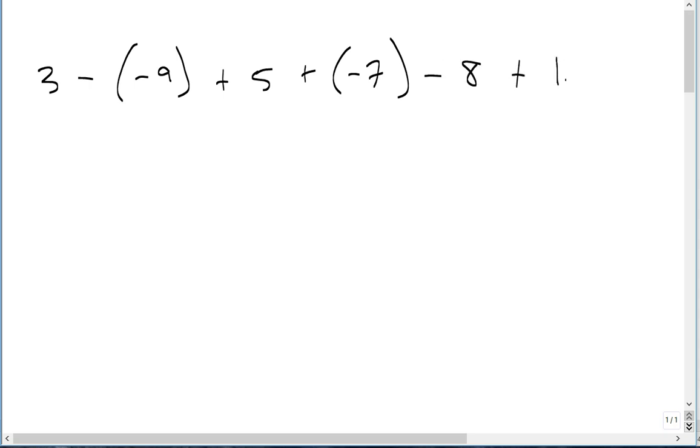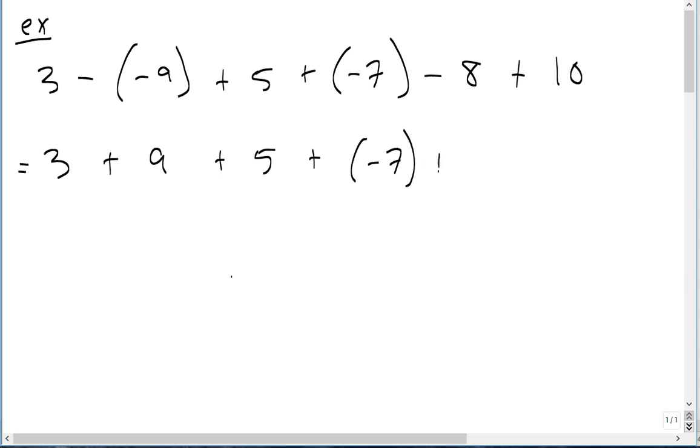The beautiful thing about this is that we can do something like 3 minus negative 9 plus 5 plus negative 7 minus 8 plus 10. And we can do anything, no matter how complicated it is, as just one subtraction. The trick is anytime you have one of these subtracting a negative, you turn it into a positive. So this is 3 plus 9 plus 5 plus negative 7. Subtracting an 8 is like plus negative 8 plus 10.